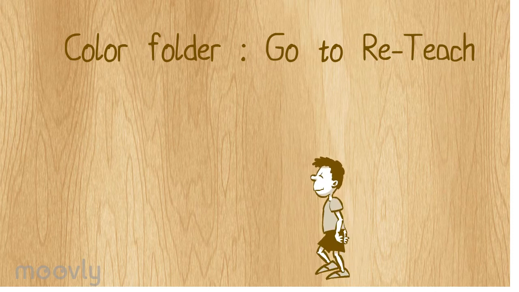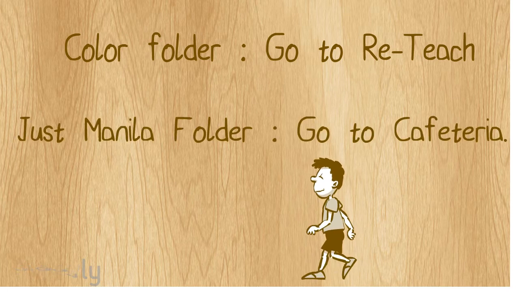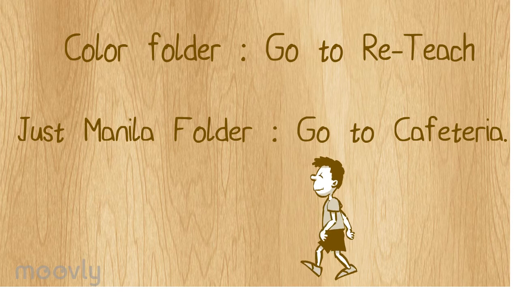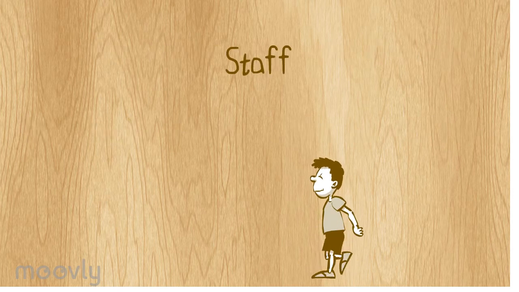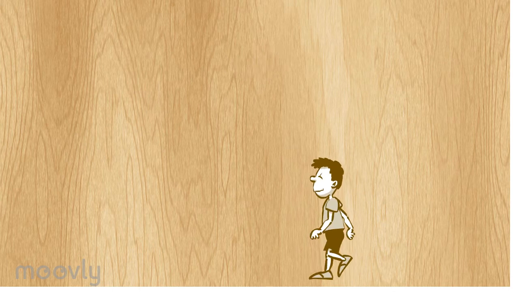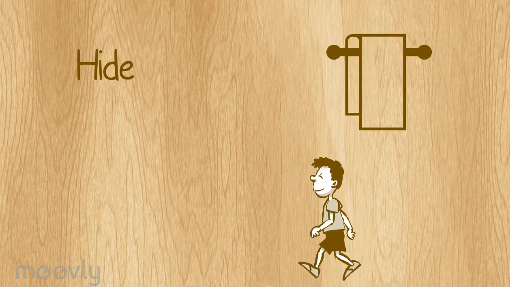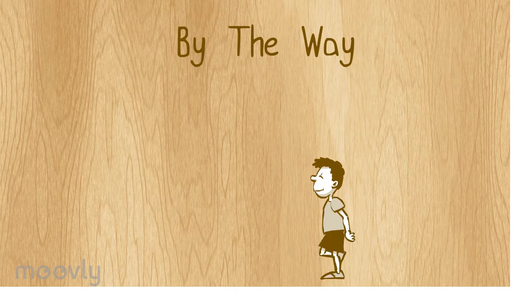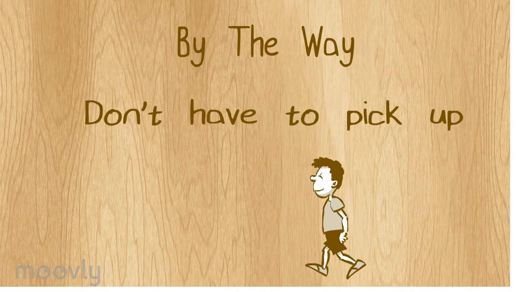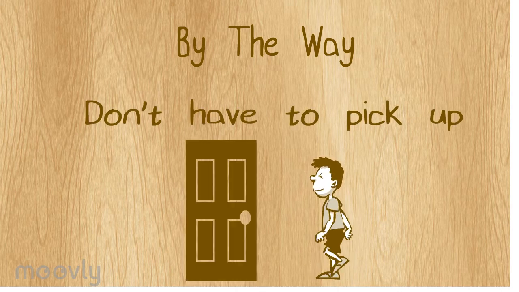If a student has a colored folder, they should be heading to their reteach instructor. Yes, even if they also have an AEC folder. And those students with just manila folders should head over to the cafeteria. Staff will be in the hallways to help usher every student to their designated locations and make sure they don't try to hide in the bathroom. By the way, for reteach teachers, this means you don't have to pick up your students anymore. They will happily show up at your door.